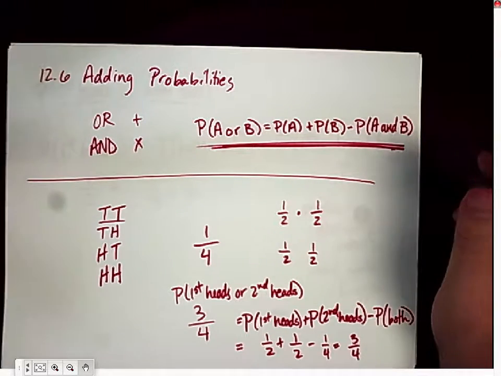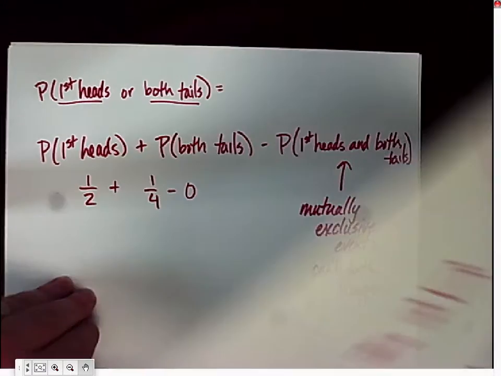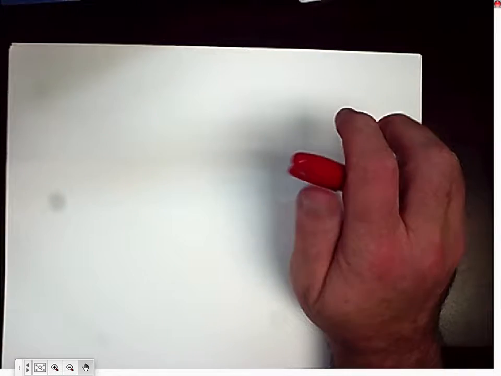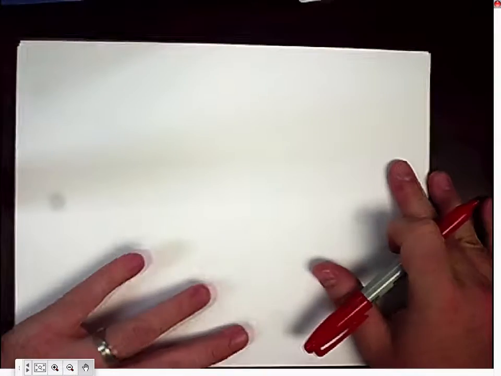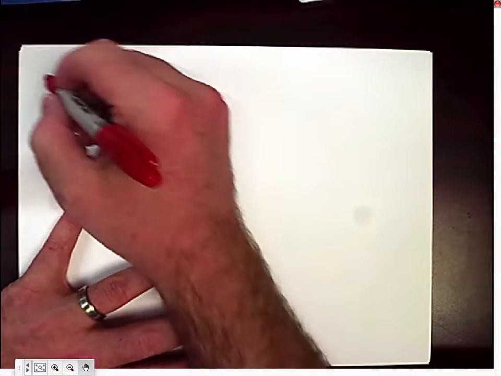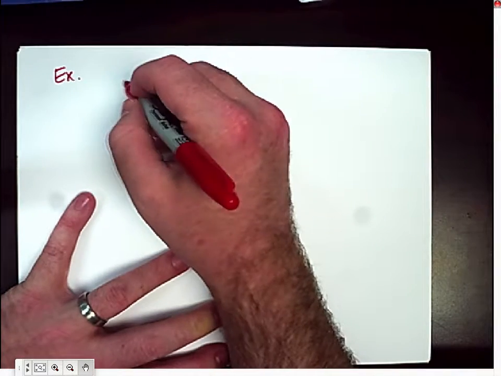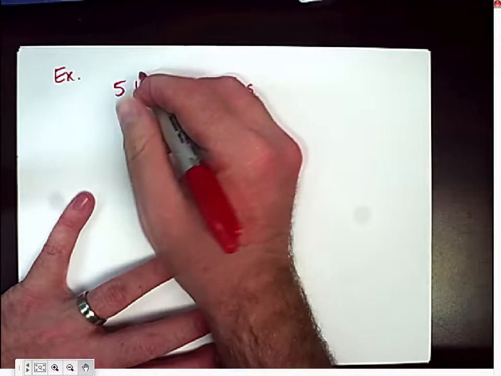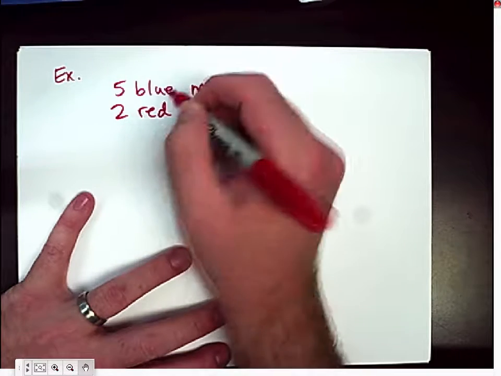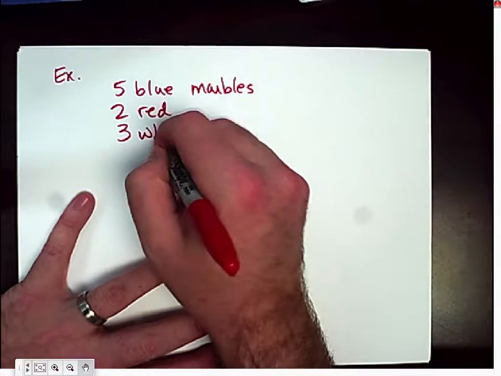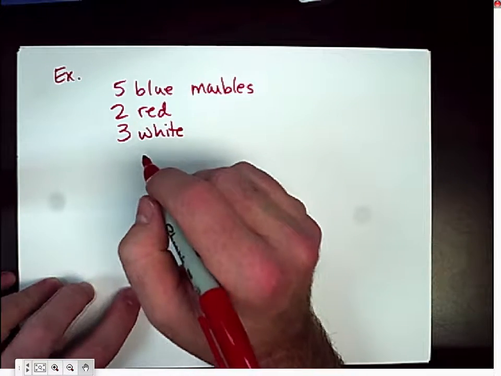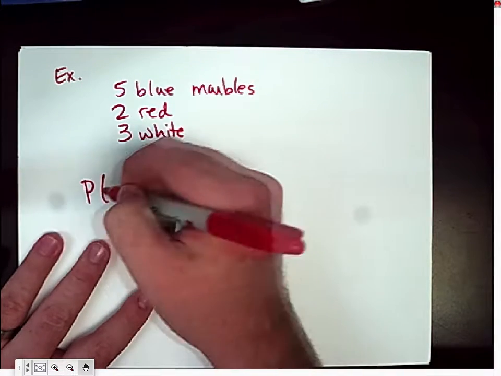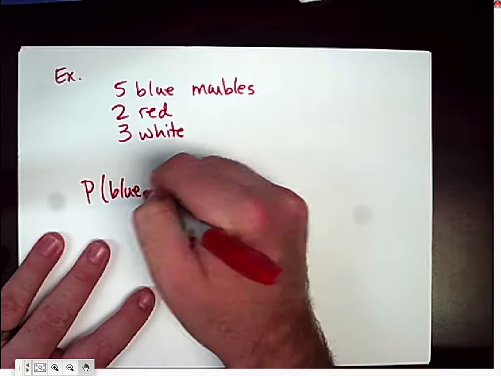So, let's look at some examples. Okay, a marble is selected from a bag that contains 5 blue marbles, 2 red, and 3 white. So you're going to just draw one marble. What is the probability that it is blue or white?